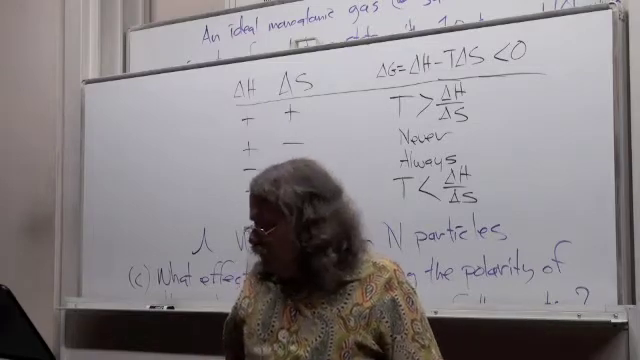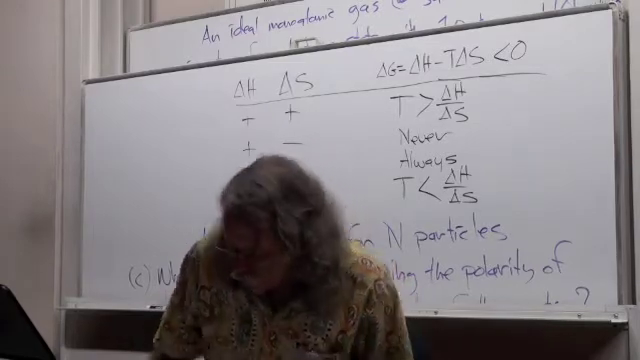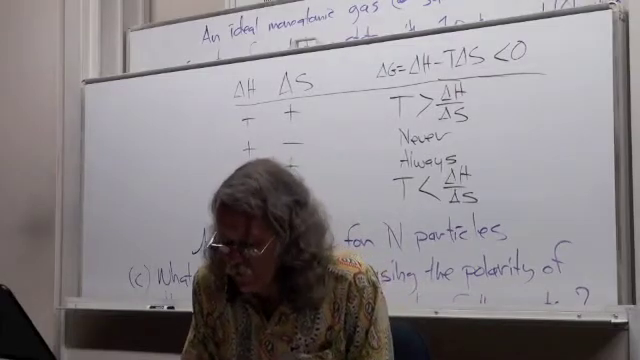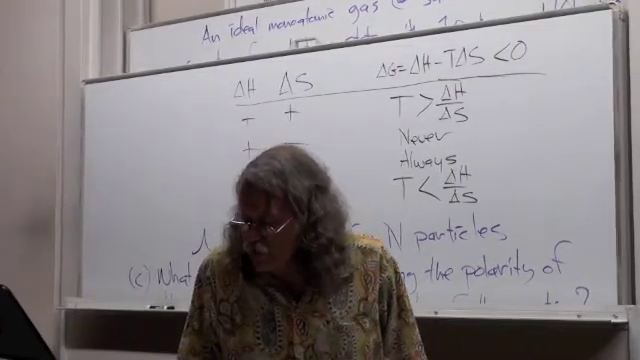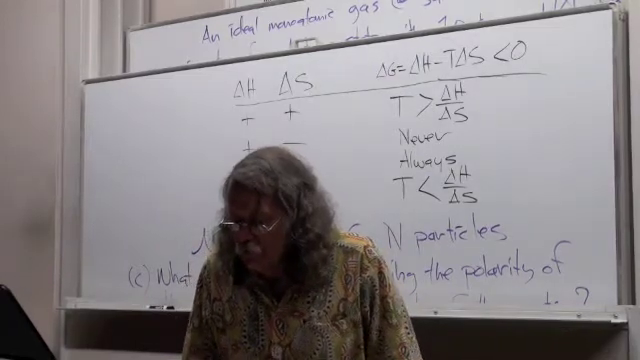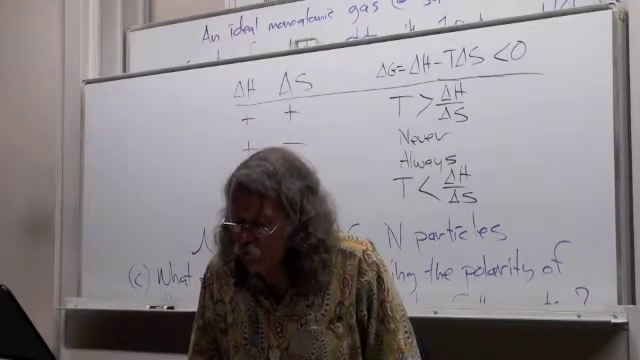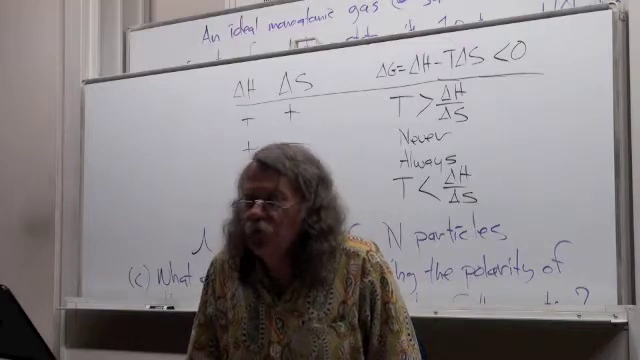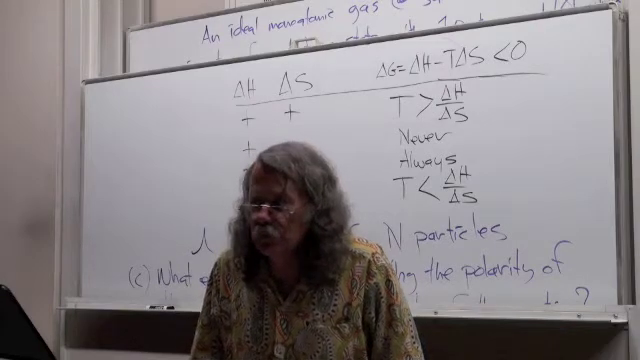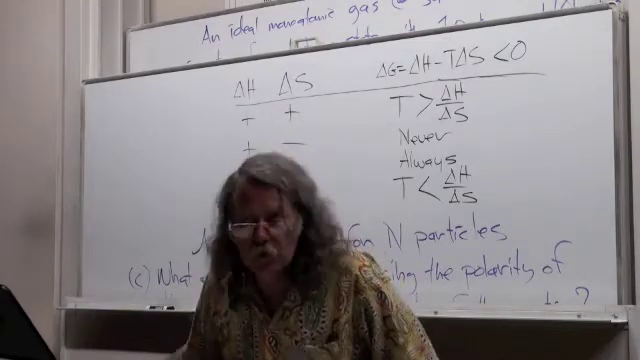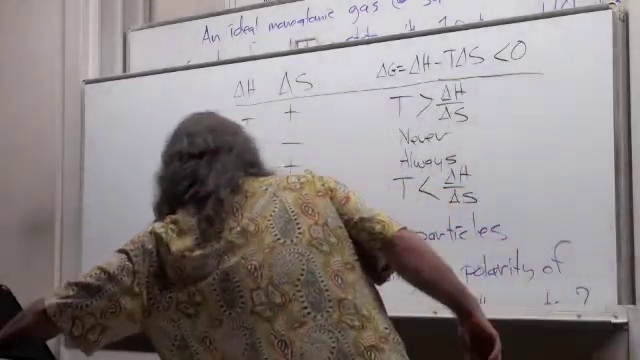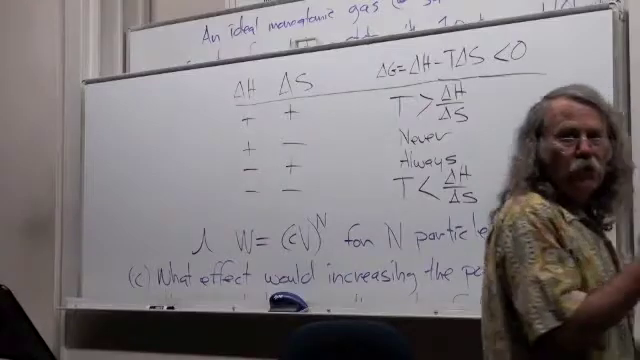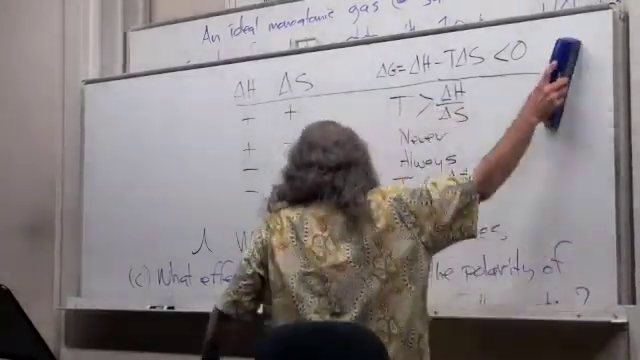Okay. Number 12. Circle the correct statements. The delta E for a process is equal to the activation energy for the forward reaction minus the activation energy for the reverse reaction. That is true. Is that because it equals 0? No, it's because, let me find an eraser.